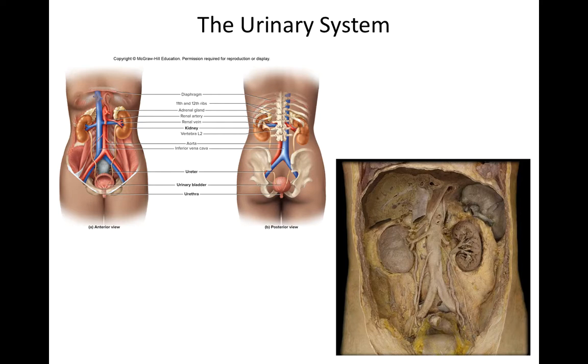So, the majority of the anatomy that we're going to cover here is going to be internal. So gross anatomy, pretty simple. Two kidneys, two ureters, one urinary bladder, one urethra.